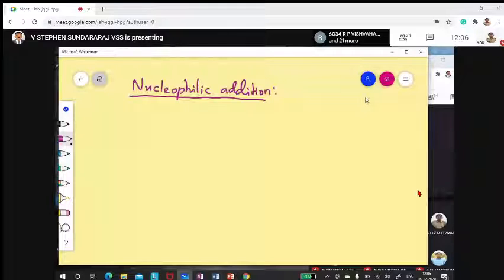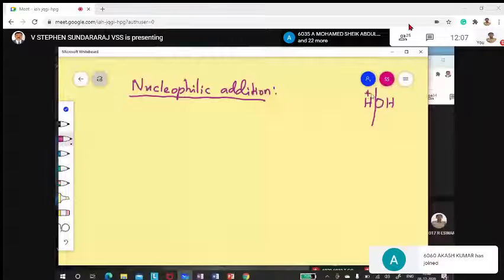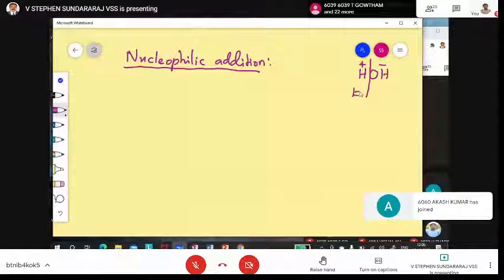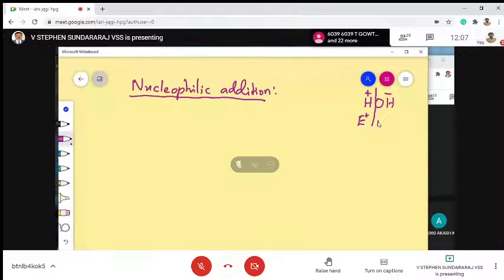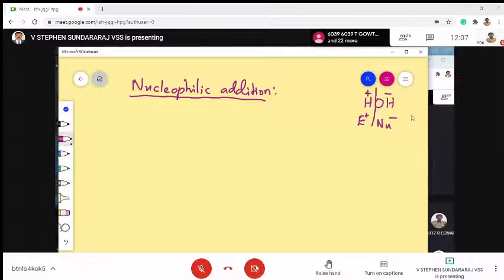Added. Or I take HOH, okay, that is what I am going to show. So HOH will break into H plus and OH minus. This is the electrophile, this is the nucleophile. Okay, then both will be added.